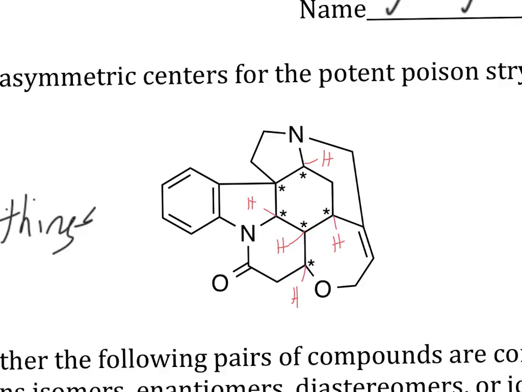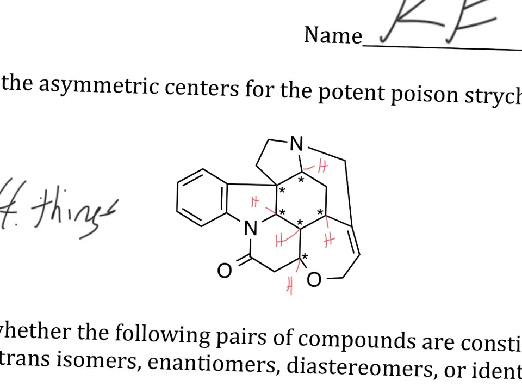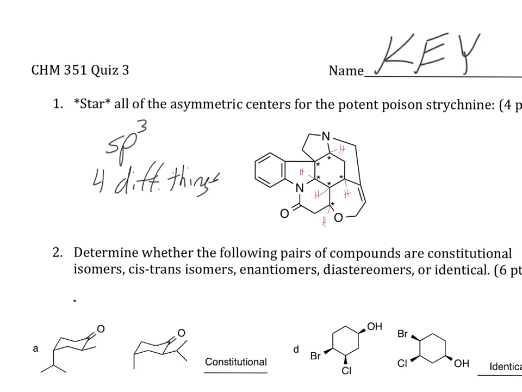Again, all these ring junctures, the good spots. H is different than a carbon, these carbons are all different, and so on and so forth as you go around the ring. So identifying 4 different things bonded to an sp3 hybridized carbon. Right, 4 different things bonded to an sp3 hybridized carbon.